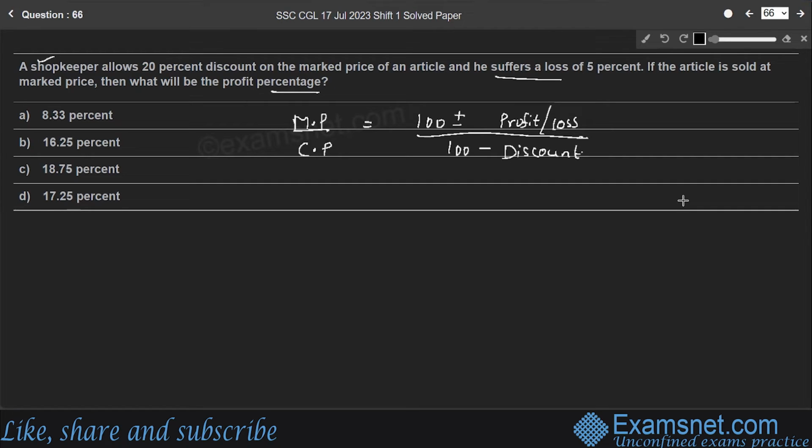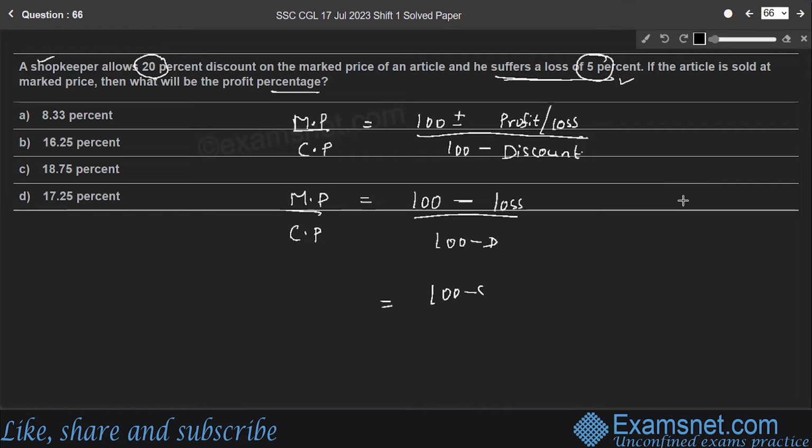Right? So here, if a shopkeeper allows 20% discount on the market price of an article, he suffers a loss of 5%. So there is a loss. Therefore, let us consider 100. If there is a loss, we need to subtract the loss, right? 100 minus loss divided by 100 minus discount. Let us find the ratio of market price to cost price first, right? So MP by CP is equal to, loss is 5%, 100 minus 5, by 100 minus discount.